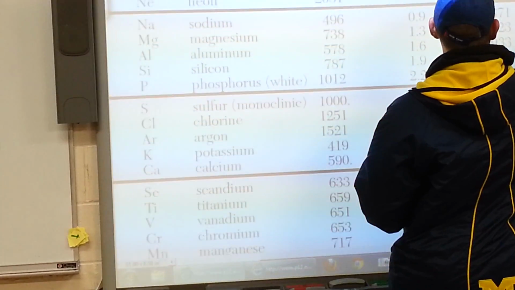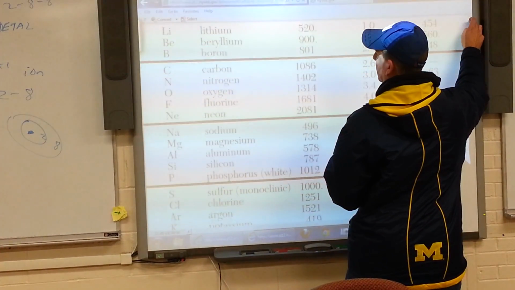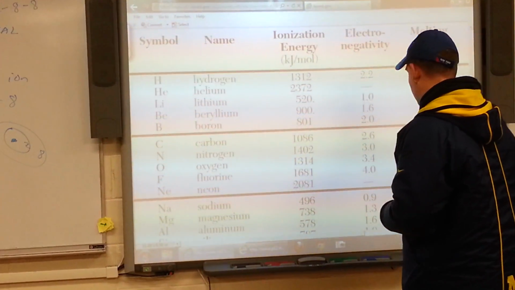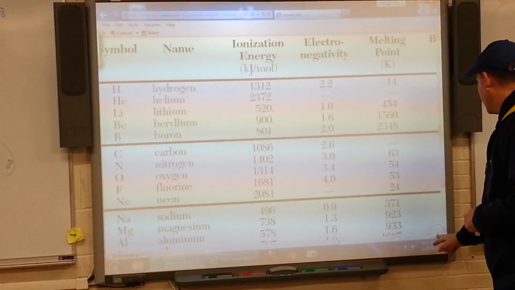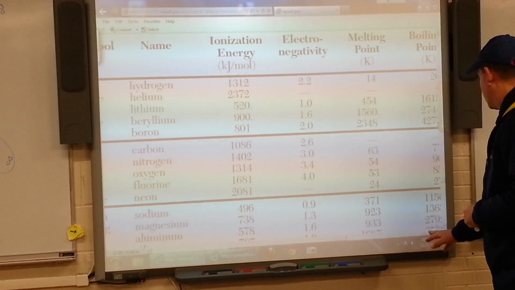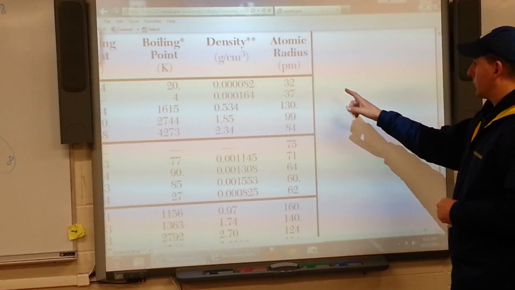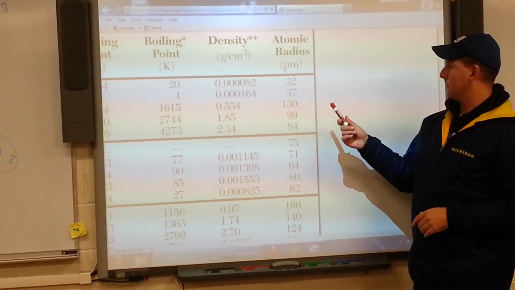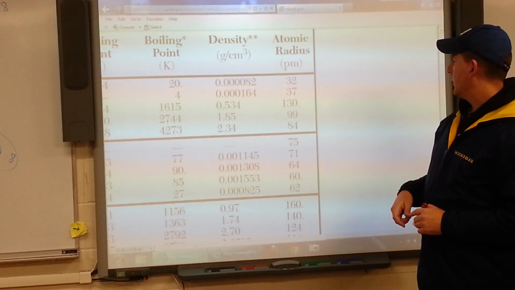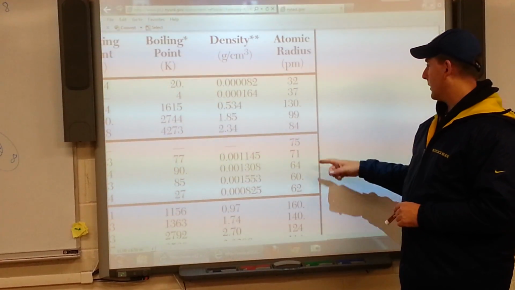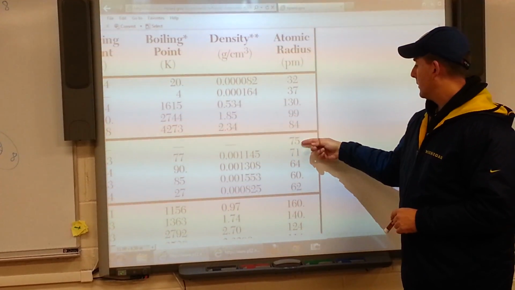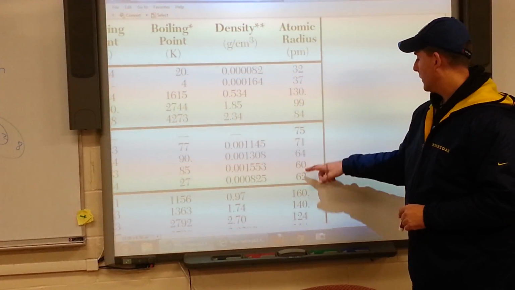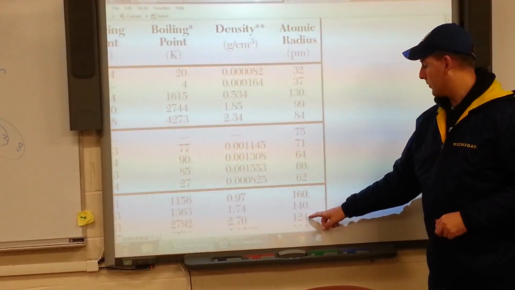Atomic radius is going to be the last column. So you have to scroll over to the last column on table S. There's atomic radius. And what happens as you go from left to right? Again, we're going to go from sodium down to chlorine on the atomic radius. Sodium is right here: 160. Next one, 140, 124.